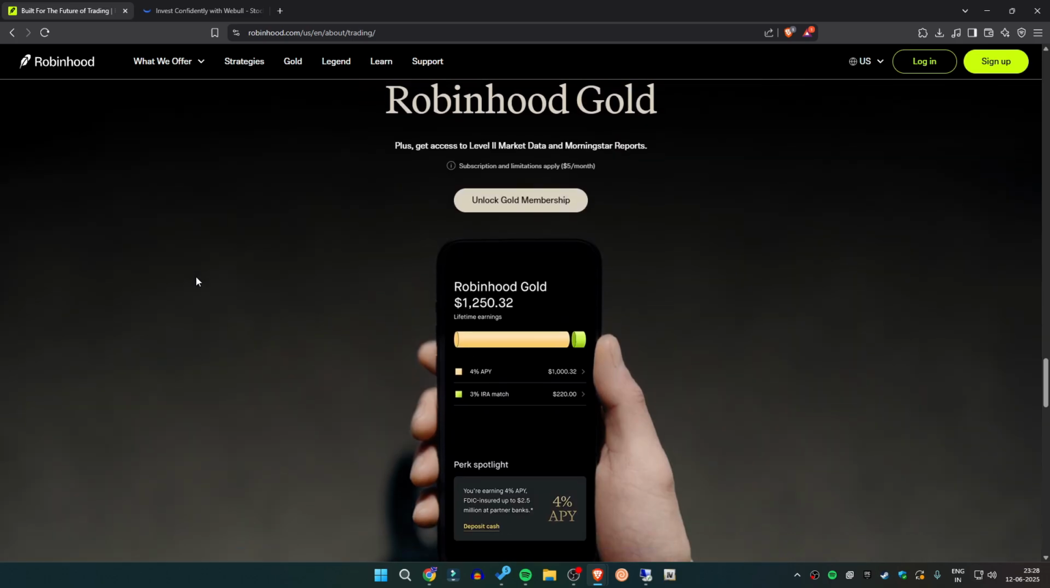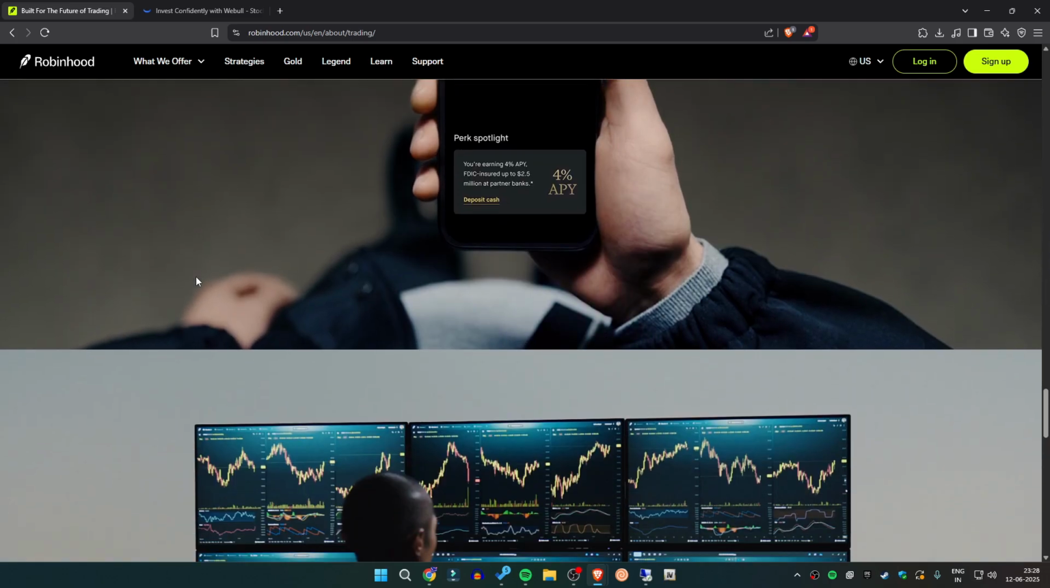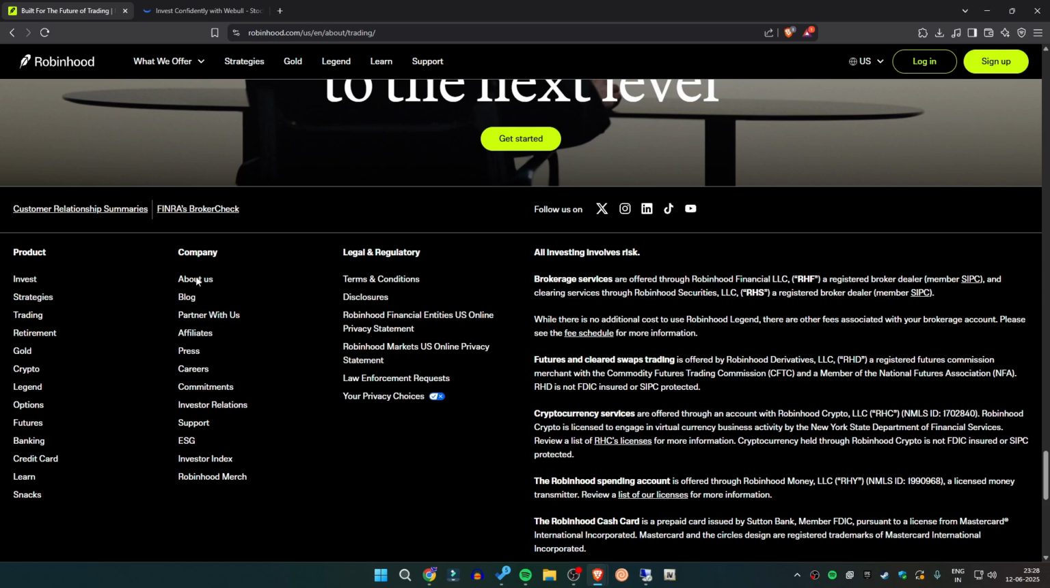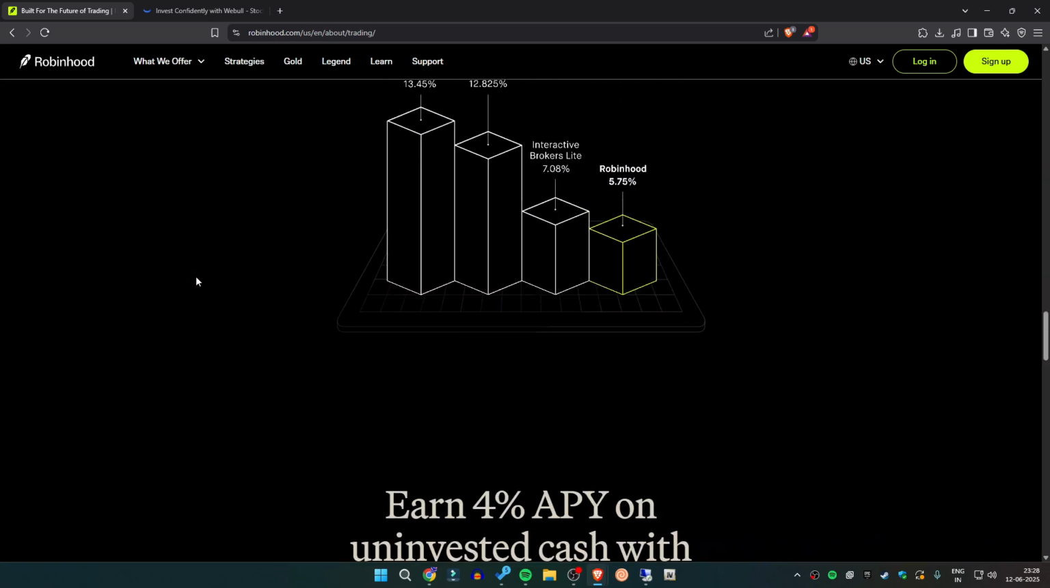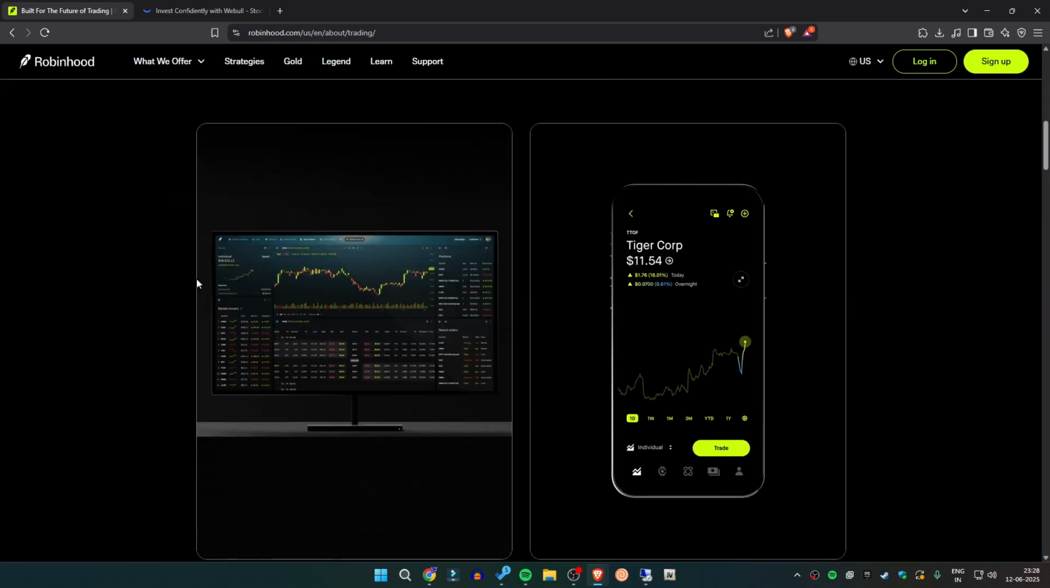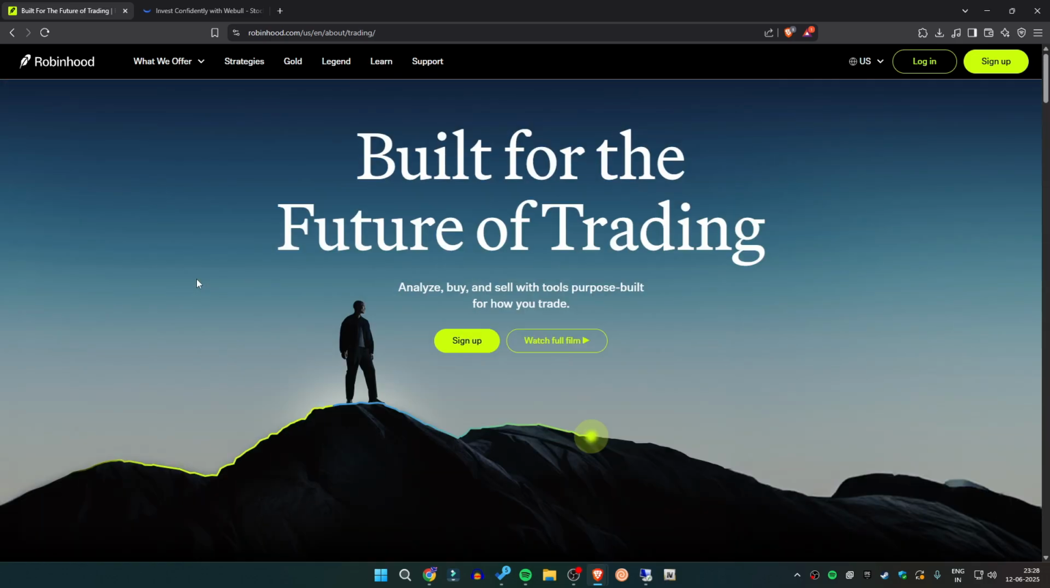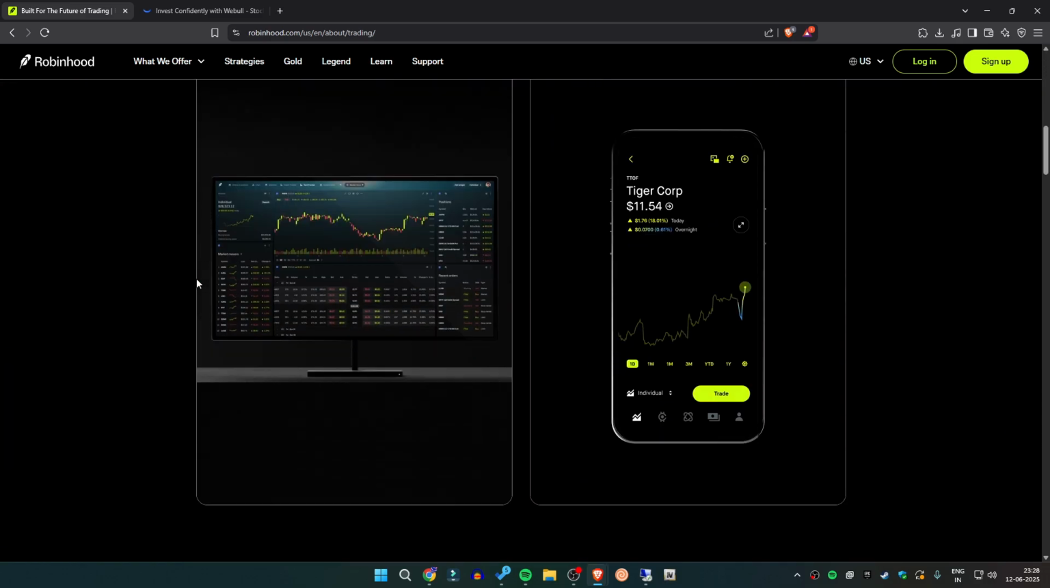But here's the thing, Robinhood lacks advanced features. There's no Greeks, no advanced charting, and the execution speed isn't always the fastest. So yeah, it's great for beginners, but if you're serious about trading, it might feel a bit limited.